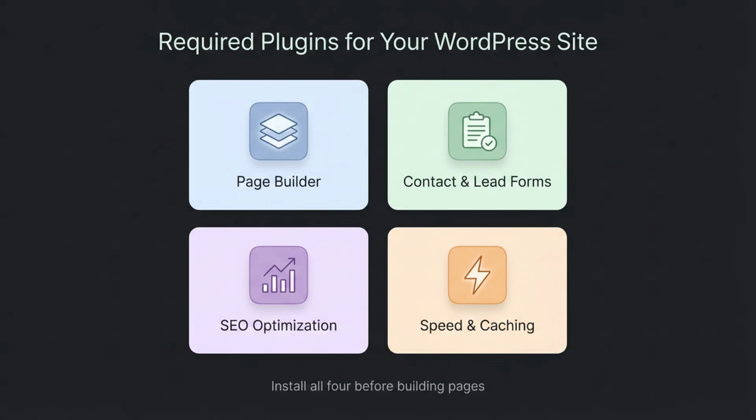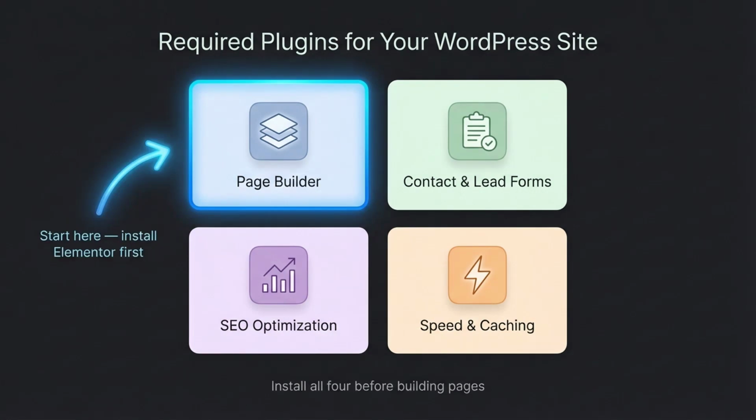Before we jump into building pages, there are 4 essential plugins that need to be installed on your WordPress site. First is Elementor, a powerful page builder that lets you create beautiful, professional designs visually. Second is WP Forms, which you'll use to build contact forms and lead capture forms. Third is Rank Math, which handles all your SEO needs. And fourth is Lightspeed Cache, which speeds up your website by managing cached files.